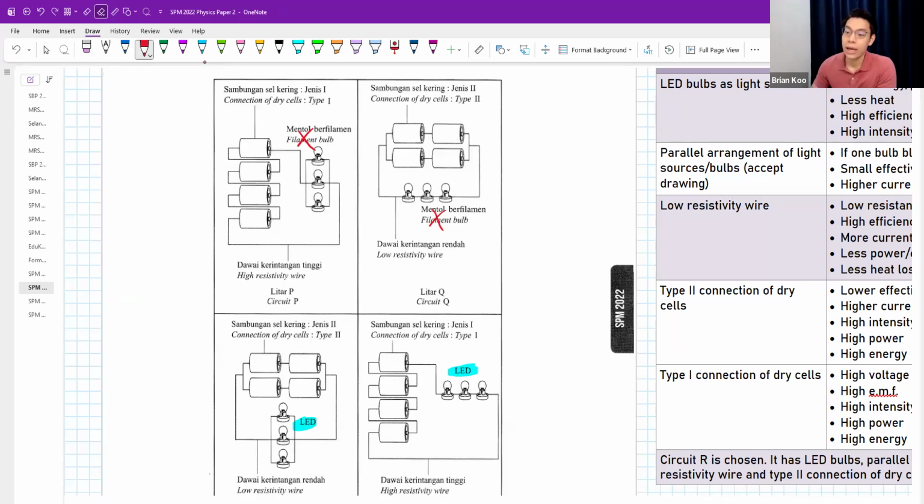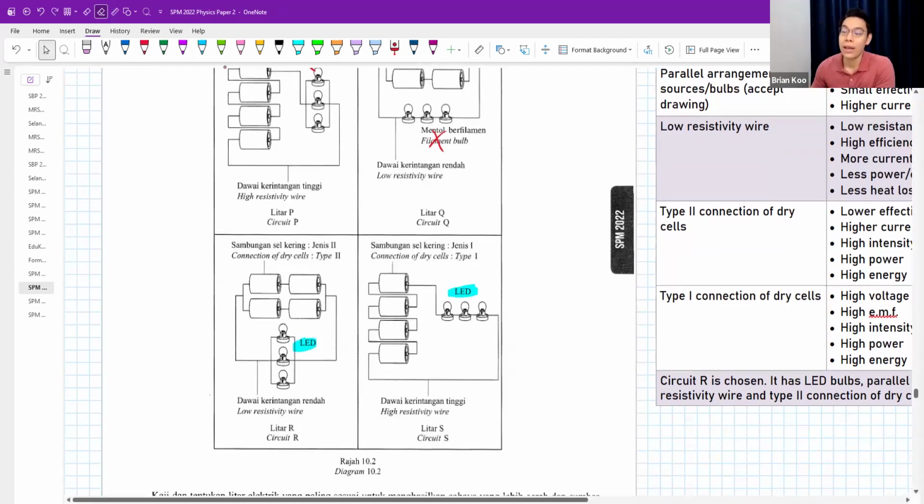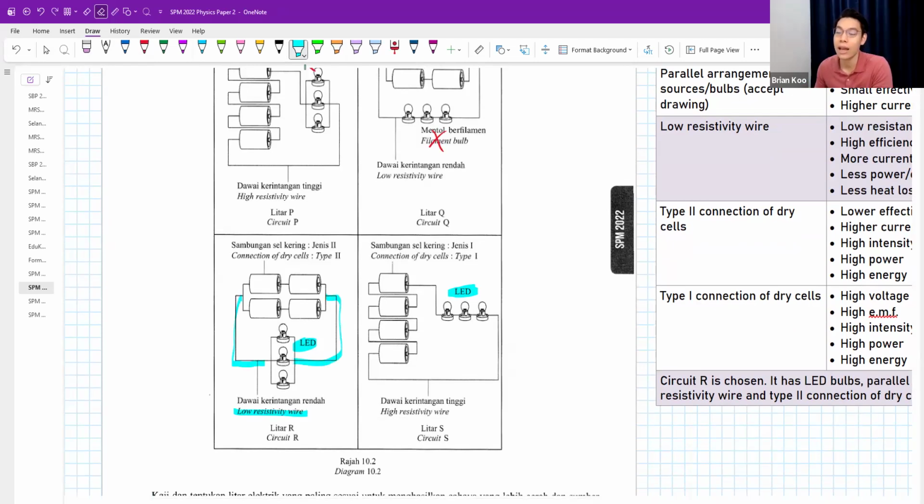Next thing, the resistivity of the wire has to be low. Because for all this wire, I don't want the resistance to be high. I want current to flow as smoothly as possible. So I cannot choose high resistivity wire. Okay, so it looks like R is the best answer already.